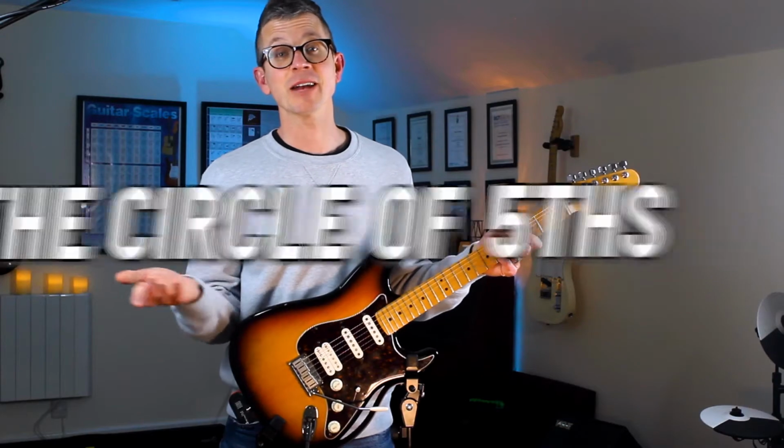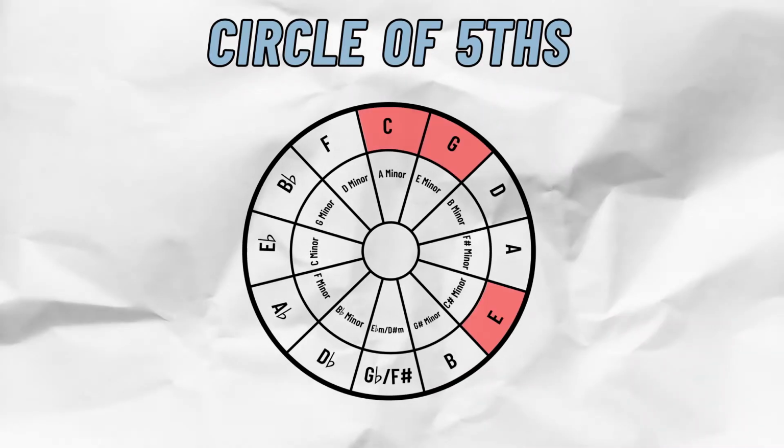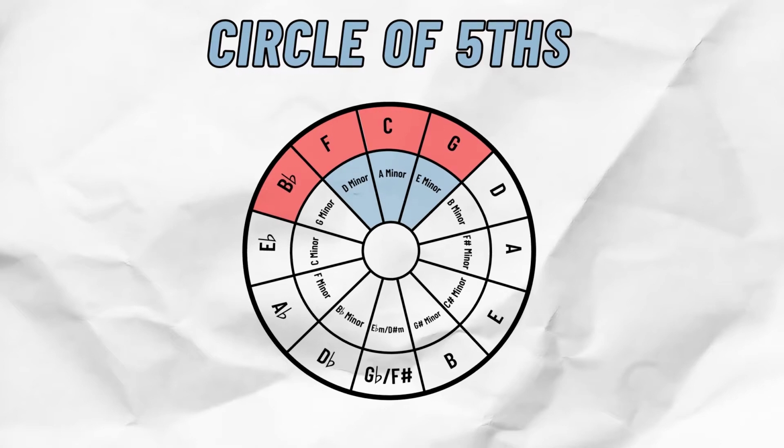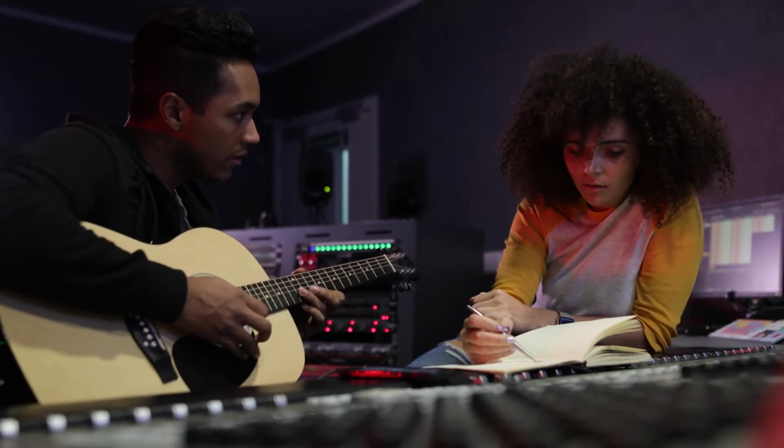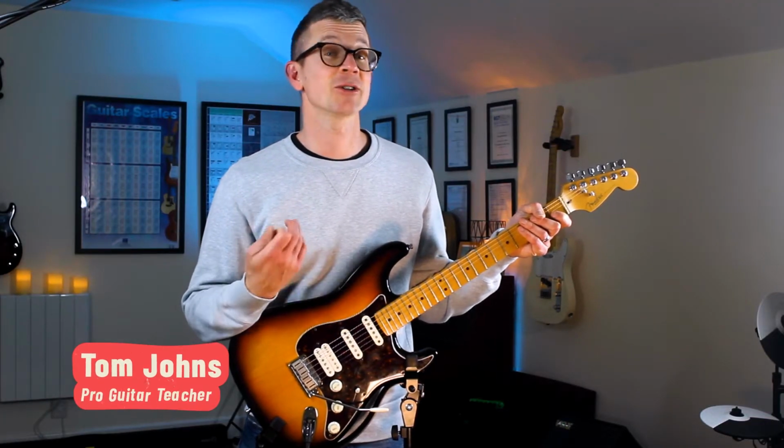The circle of fifths is kind of amazing. This one circle can tell you which notes go together and which chords go together, and that's important whether you're playing music or trying to write your own music. Today I'm going to show you 7 useful things you can do with the circle of fifths straight away.